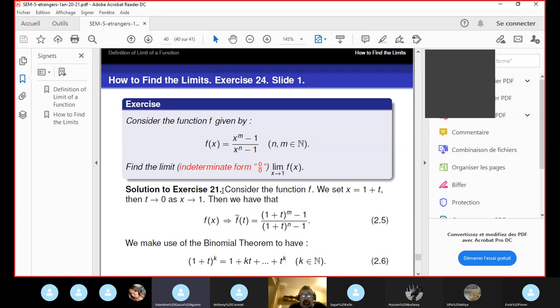But yeah, okay. So you see, in this exercise, we will use another trick. You have a function f, which is x to the power m minus 1 over x to the power n minus 1, where n and m are natural numbers. Here, as usual, we have an indeterminate form like 0 over 0, because we are looking for the limit as x goes to 1.